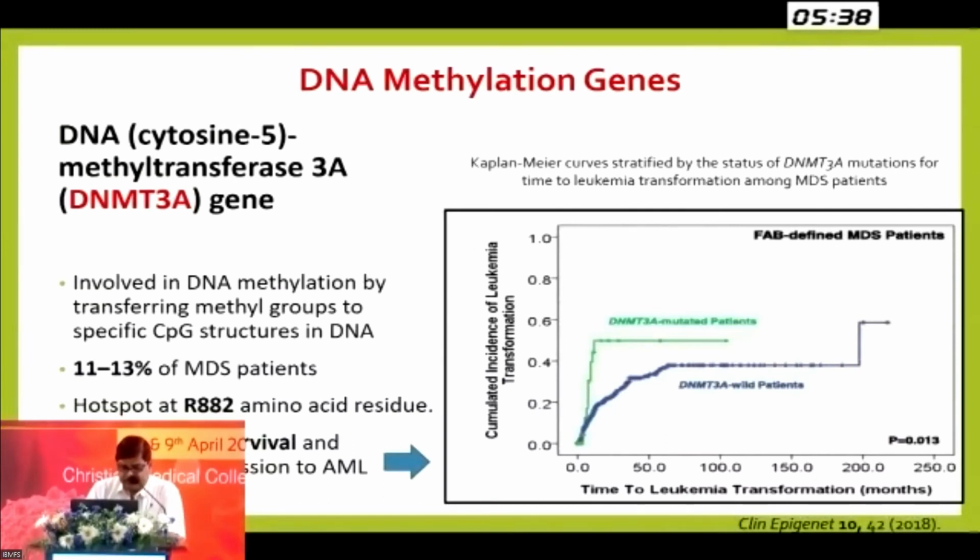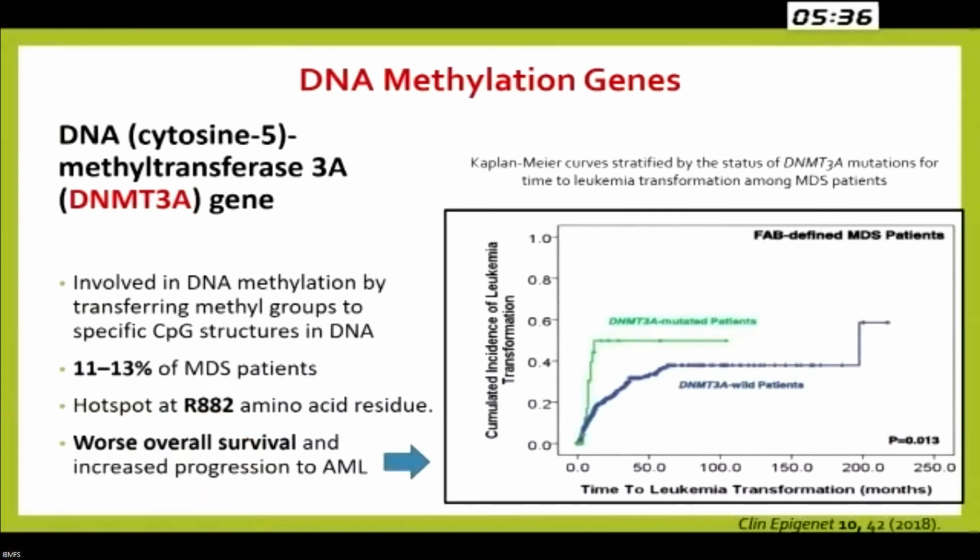DNMT3A is very, very important. So this is an epigenetic mutation, and this involves DNA methylation, which is transferring the methyl groups to specific CpG structures in the DNA. 11 to 13% of MDSs will have it. And the hotspot is the R882 amino acid residue, and the overall survival is not so good.